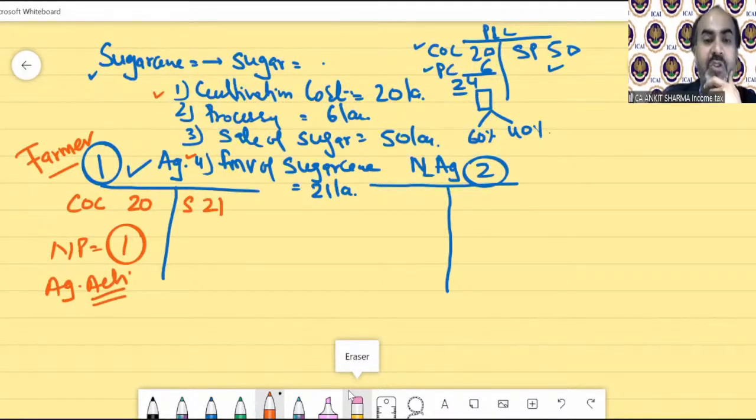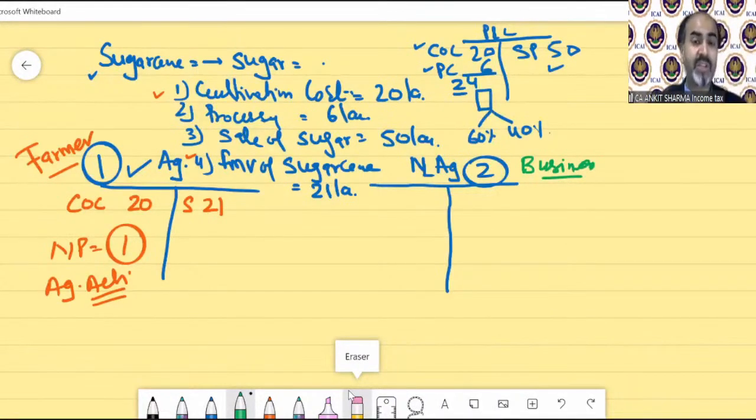Now, when we solve this part, the non-agriculture activity, assume yourself as a pure businessman. Pure businessman means you do not operate any agricultural activity. You just purchase sugarcane from the market, process it into sugar, and sell the sugar in the market. You purchase sugarcane. You are not a farmer now. Assume yourself as a businessman.